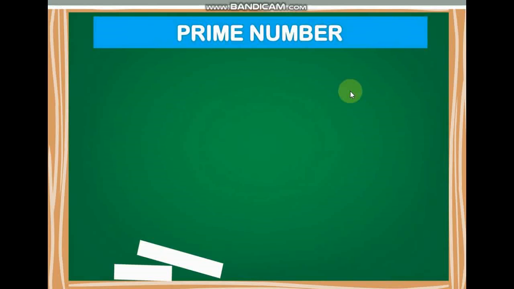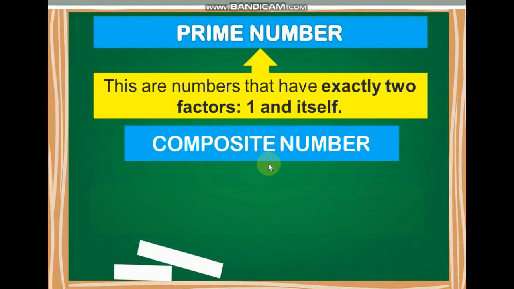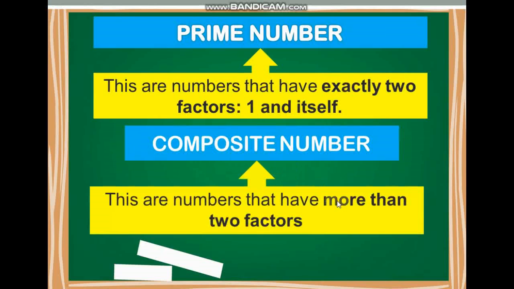So, as a summary, prime numbers are numbers that have exactly 2 factors, 1 and itself, and composite numbers are numbers that have more than 2 factors.